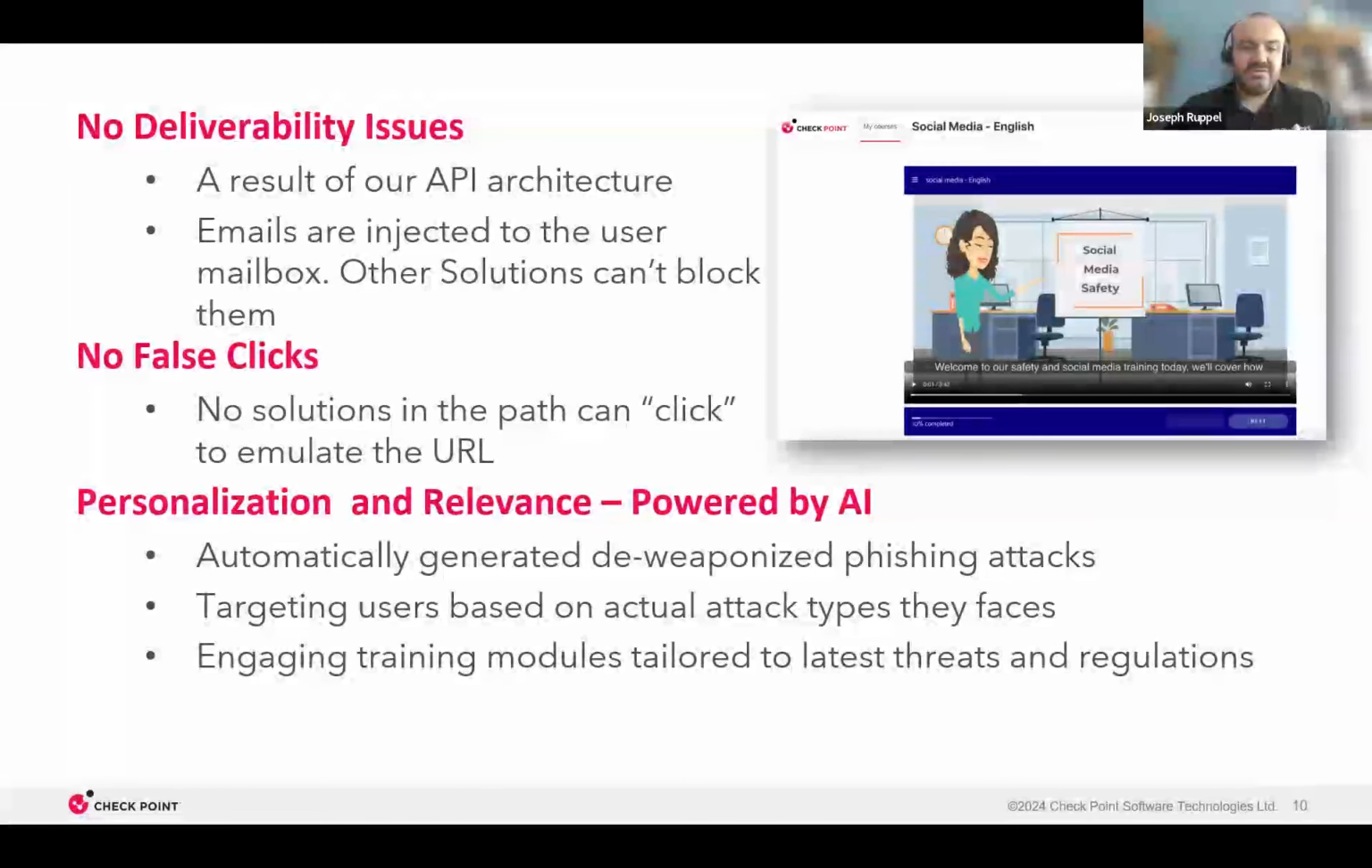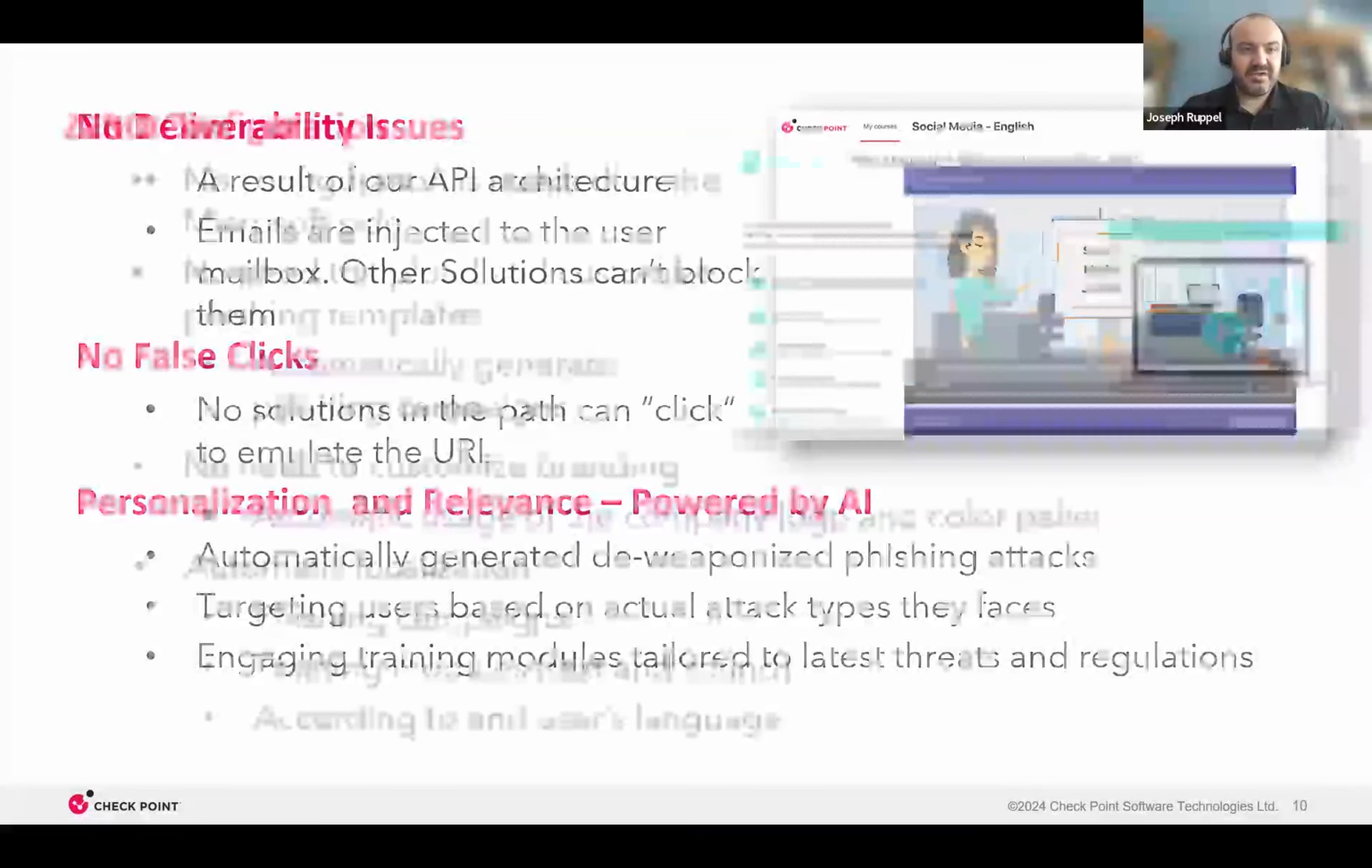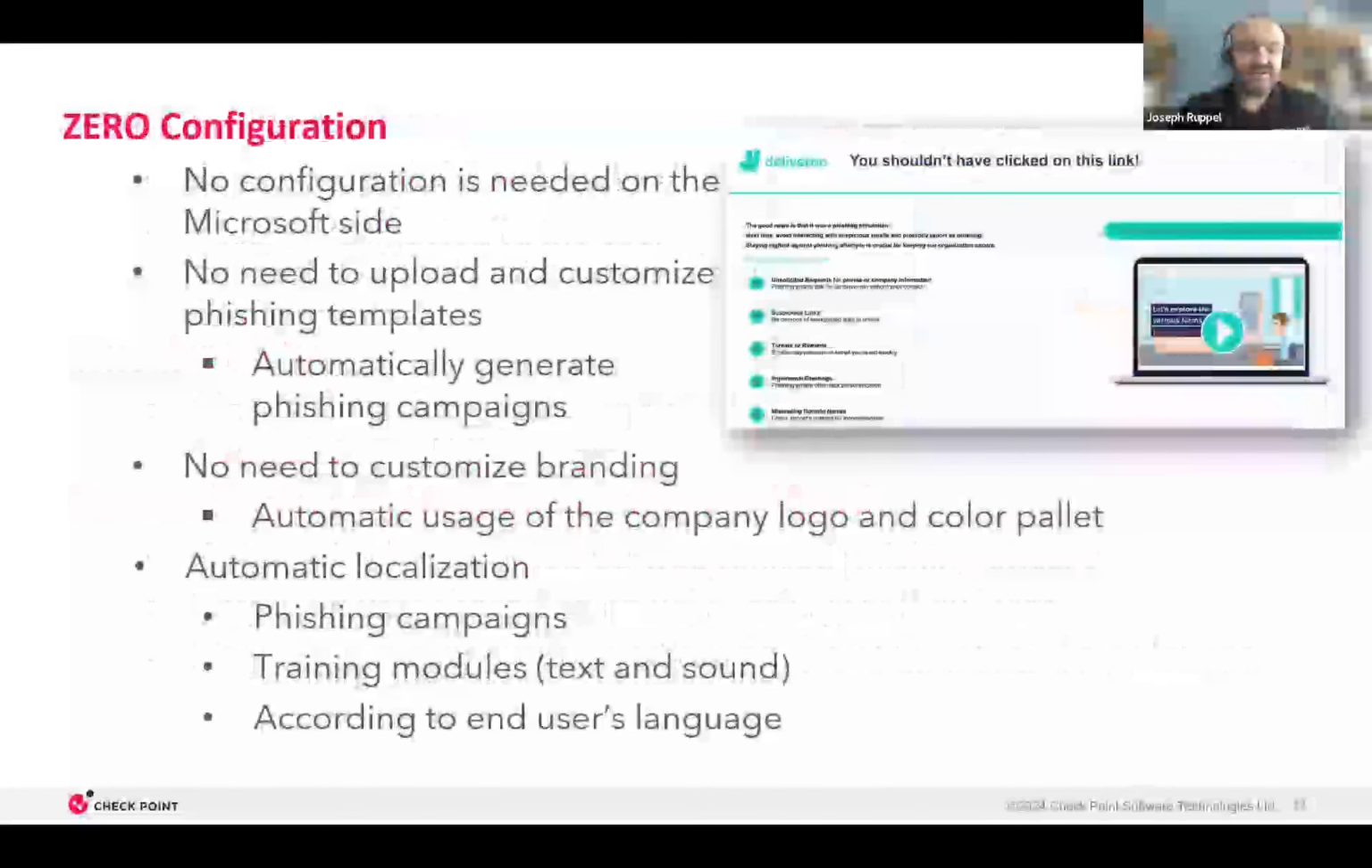So our generated phishing attacks are targeted to the users based on the actual attack types that they see, right? So that's important. The configuration is very minimal. There's no configuration needed on the Microsoft side. There's no need to upload any sort of phishing templates, etc. They're all in there. They're automatically generated. There's no need to customize your branding because your branding is already in Harmony Email.